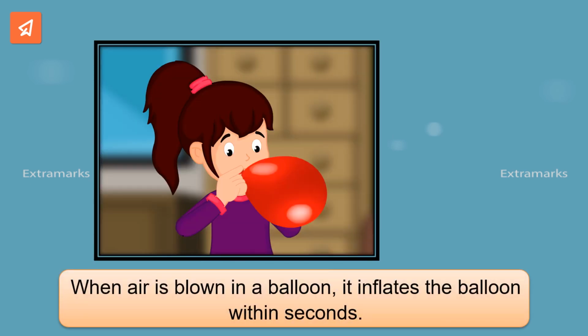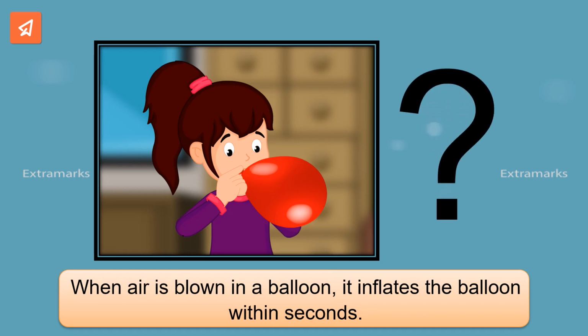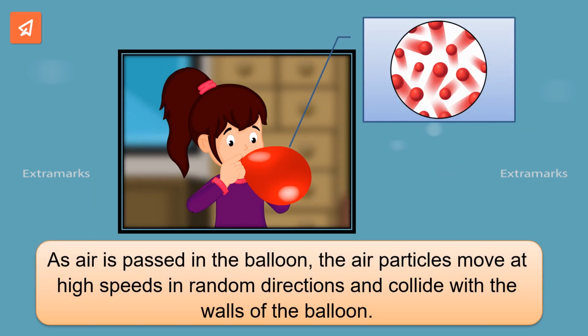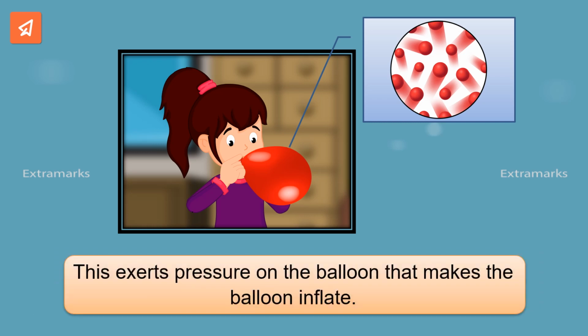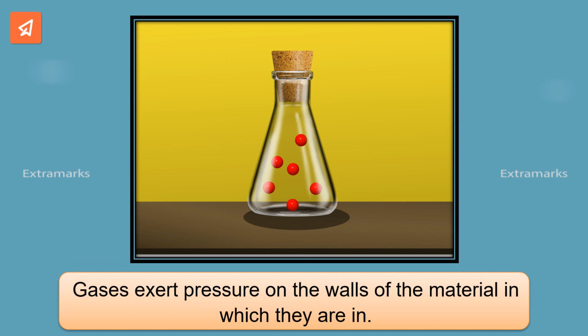When air is blown in a balloon, it inflates the balloon within seconds. But one must ask, how does this happen? As air is passed in the balloon, the air particles move at high speeds in random directions and collide with the walls of the balloon. This exerts pressure on the balloon that makes the balloon inflate. We can thus say that gases exert pressure on the walls of the material in which they are in.